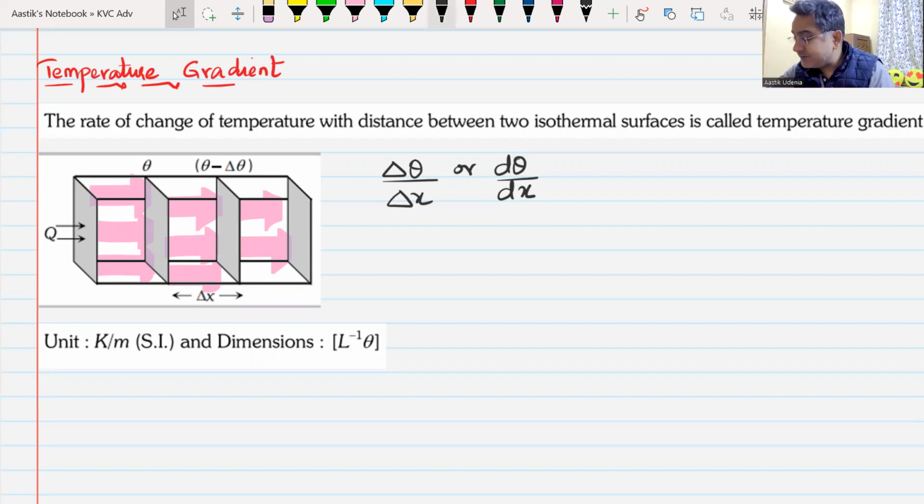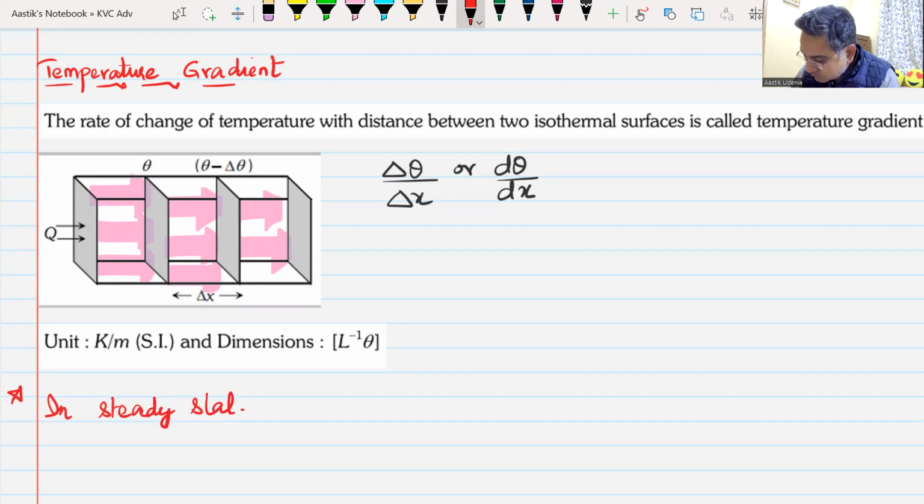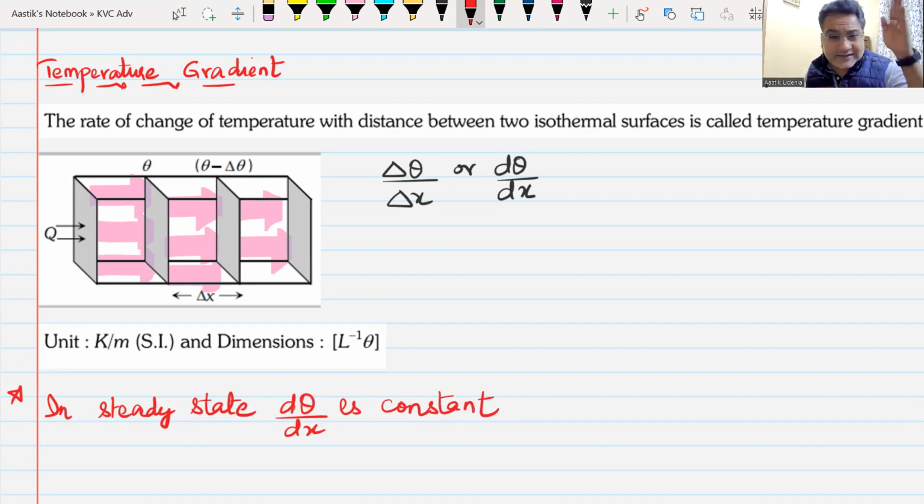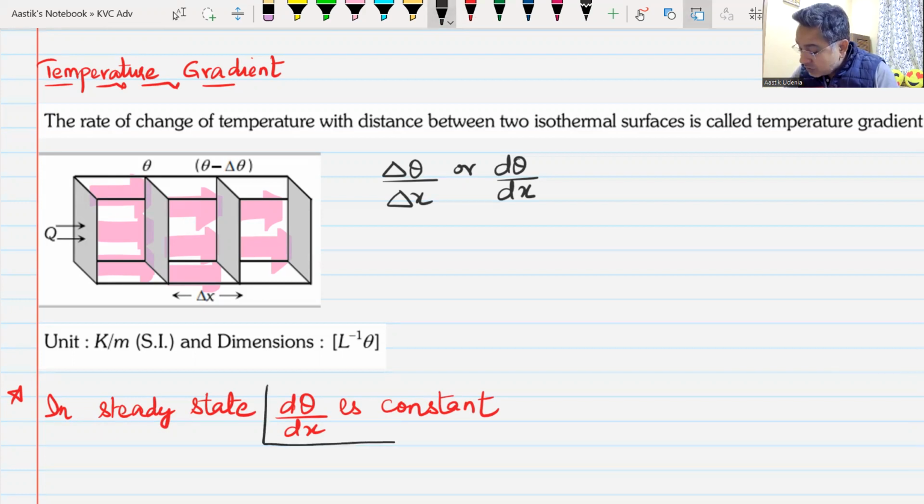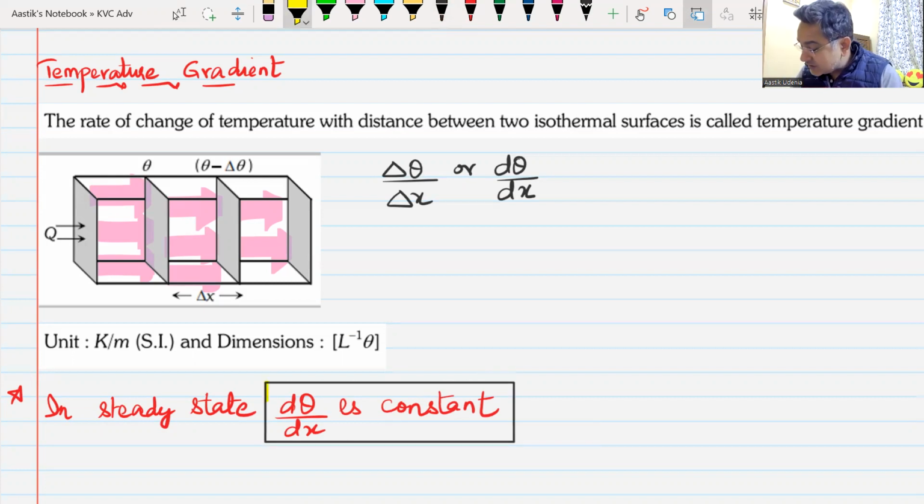Now remember, an important point: in steady state, this temperature gradient d theta by dx is constant. It remains constant because the different sections will come to constant temperatures. The temperature gradient becomes constant when the rod comes into the steady state. That is the most important thing that you must remember about temperature gradient. Temperature gradient in a steady state is constant. When the state is variable, when the temperature of different sections is changing, the temperature gradient is not constant. Do we understand this?